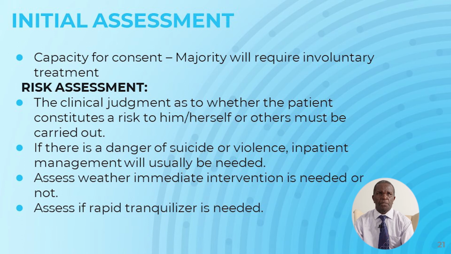Now, initial assessment of the patient, what do you do? You do capacity assessment of the patient to give consent. If they are not able to give consent, then the relatives will give consent and the patient will be admitted involuntarily. Now, you also do risk assessment, the clinical judgment.